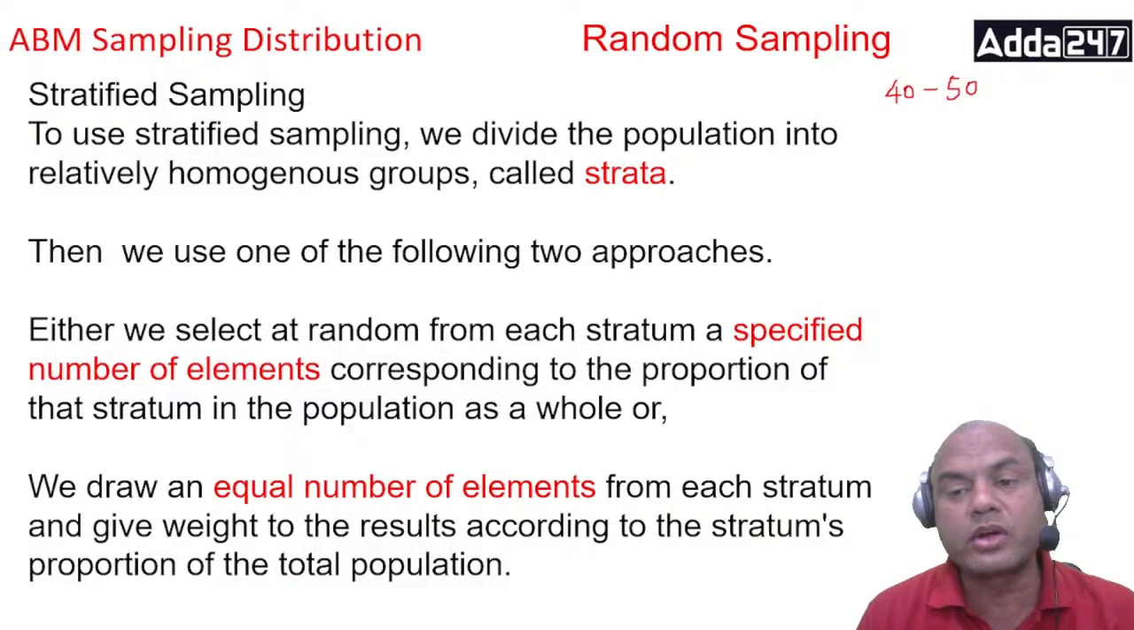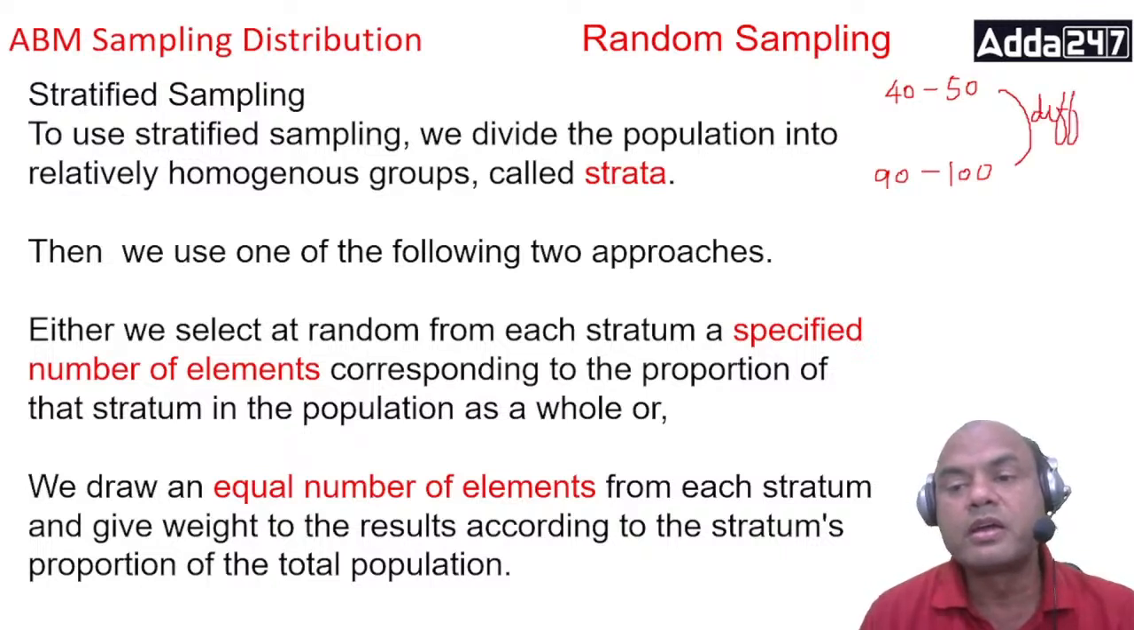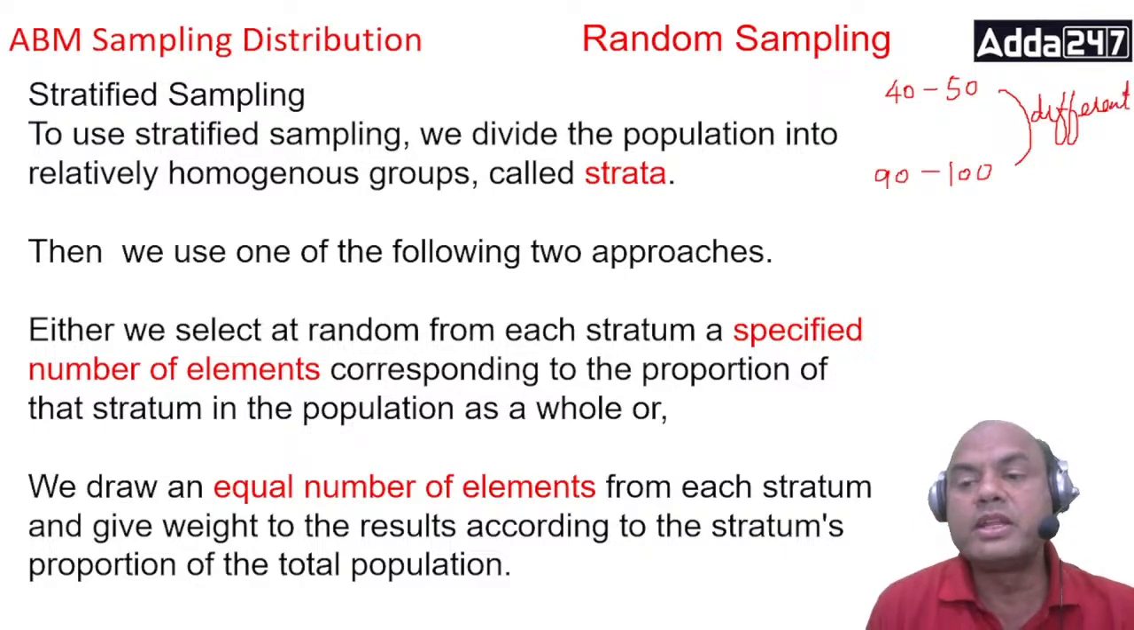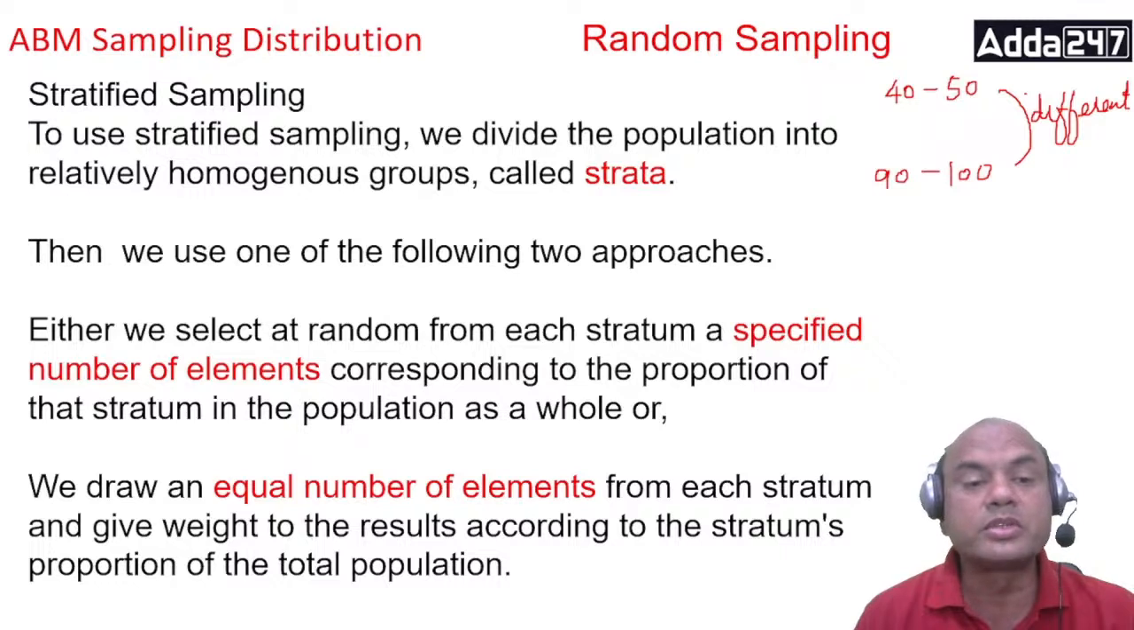But the one who has got a percentage between 90 to 100, the thinking of these two groups will be totally different. But within the groups, they will always think similar. So this is known as homogeneous. Thus, when we use stratified sampling, we use the following two approaches.